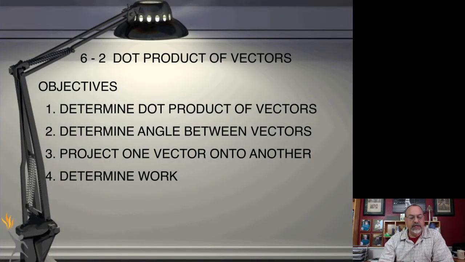Pre-Calculus Chapter 6, Lesson 2. We want to look at some more arithmetic with vectors and then how that arithmetic can be applied to problems. In this lesson we want to look at what we call the dot product of vectors, how we determine the angle between two vectors, and then the projection of one vector onto another.